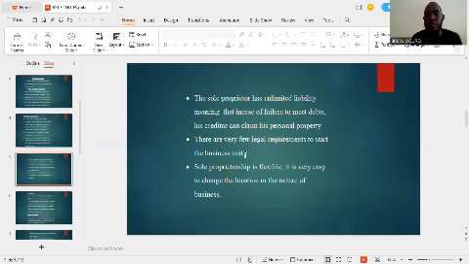Okay, the sixth feature is that there are few legal requirements to start the business. So in order to start this business, the government will not require you to have a lot of documentation in order to start this type of business. You will only be required to have a few documentations.